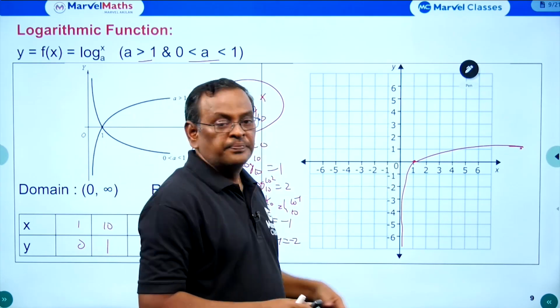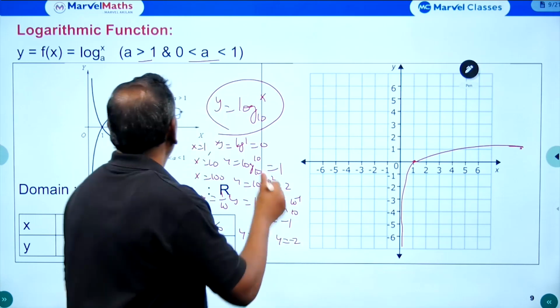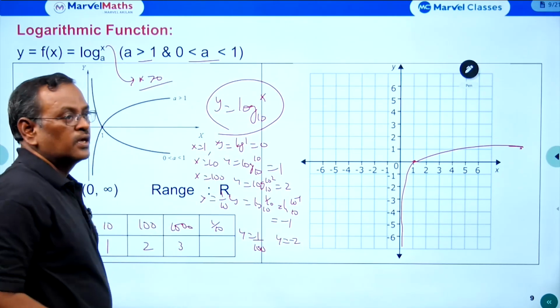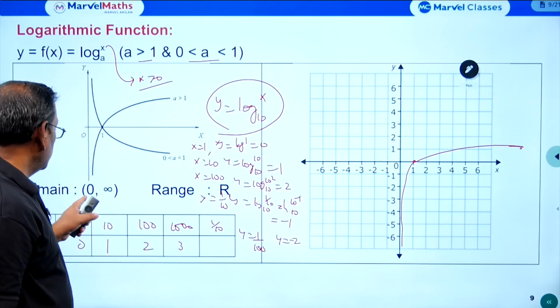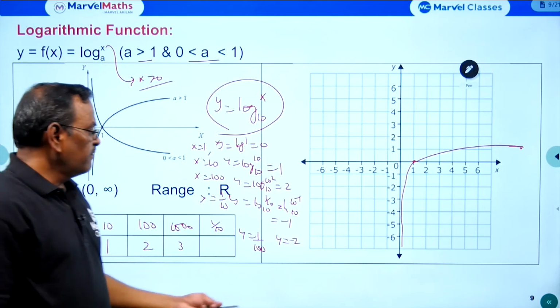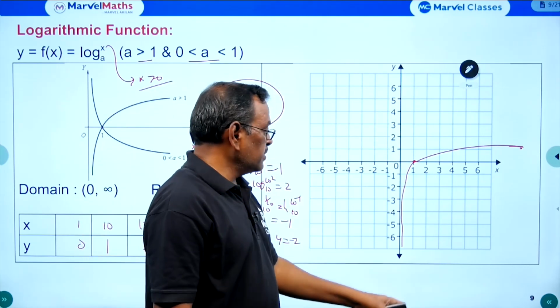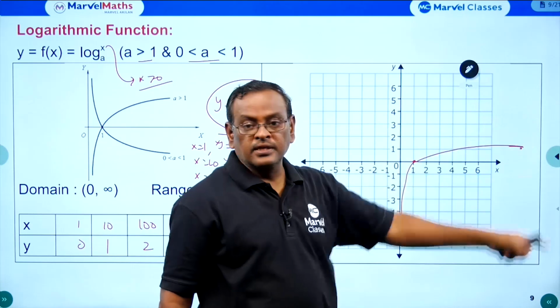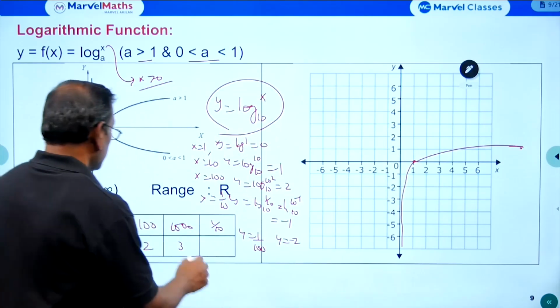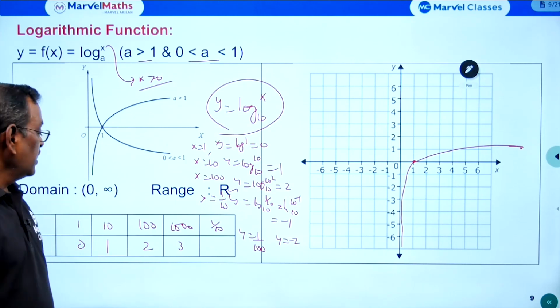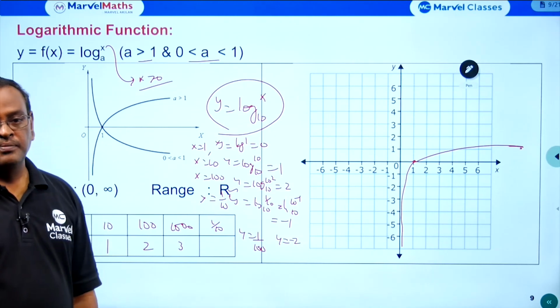Also there is no curve at the origin, because here x is strictly greater than 0. So what is the domain? Domain is the open interval 0 to infinity. What is the range? Vertical length of a curve. Vertical length means from bottom to top. So here minus infinity, it goes on increasing, and hence plus infinity. So range equal to R. Domain is the open interval 0 to infinity, and range is the set of real numbers R.